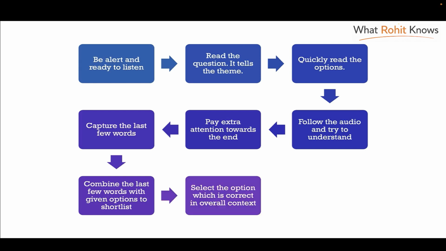And then another thing that you need to check is that the option that you've selected is correct in overall context. So that's why it's important that you understand the theme of the audio, what the whole audio is about. Because sometimes it's possible that you'll think both of these options can go at the end and they will complete the audio. But only one of those options will make sense in the overall context. So that's why pay attention when you're listening. And once done, go to the next question.